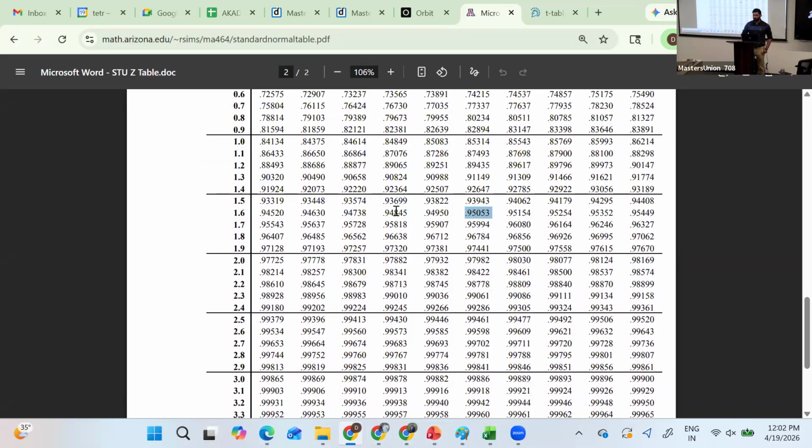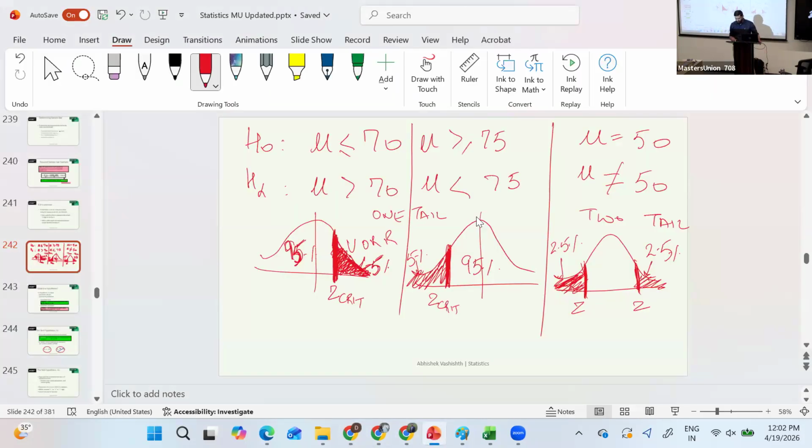1.6, 0, 1, 2, 3, 4, 5. 1.65 is where I get 0.95, which is 95%. So I can tell you that this value is 1.65. Similarly, on the lower side it will be the exact opposite, negative 1.65. But it will be a little different in this case. Why? Because this area is 2.5%, which is 0.025. Where do I find 0.025? It will be at 1.96. I'll show you.